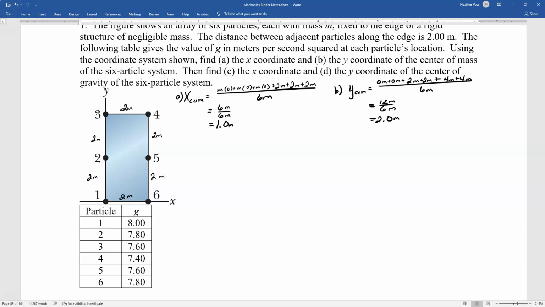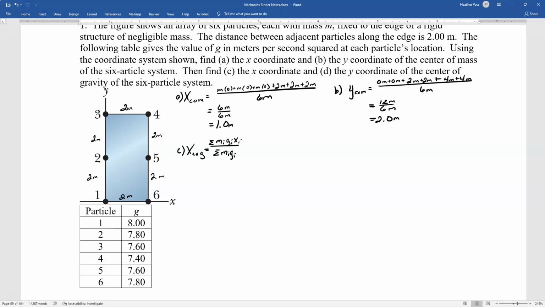Now we need to look at the center of gravity. So what are we going to do different with the center of gravity? For the x center of gravity, here we just did mass times the position. Here we're going to do mass times gravity times the position. So this is going to be the individual masses, gravities, and their individual locations, the sum of that, over the sum of all the individual masses times their gravities.